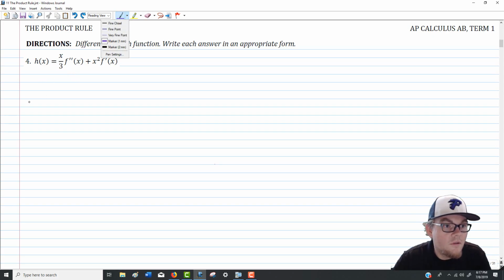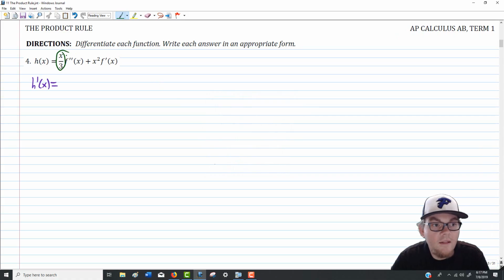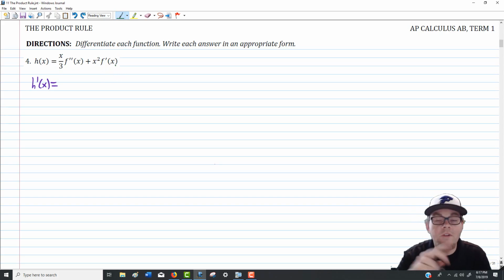So first, here I'll just do this. We want to calculate h prime of x, and as we saw, we're going to need the product rule. The thinking behind the product rule is that we've got a linear function times some function f double prime, or the second derivative of a function. We have a quadratic times f prime of x. So we've got two separate products, so we're going to do the product rule twice.